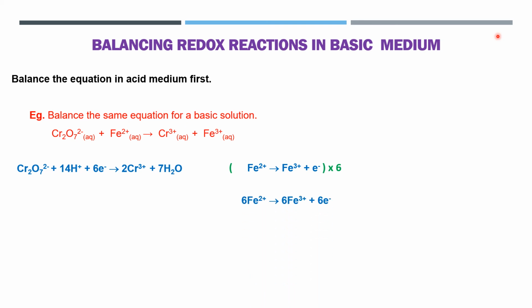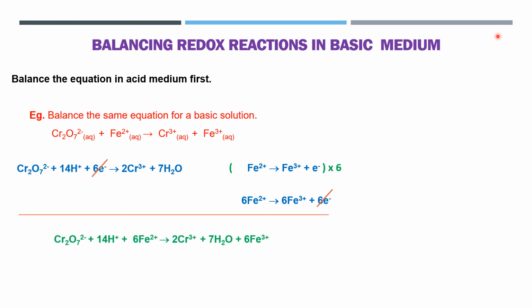So now let's combine the two equations up. When we combine these two equations, we will cancel the electrons appearing on both the sides and then bring everything down. So this is what we get as a final equation in the acid medium. So once we reach up to this stage, we will now continue balancing this equation in the basic medium.